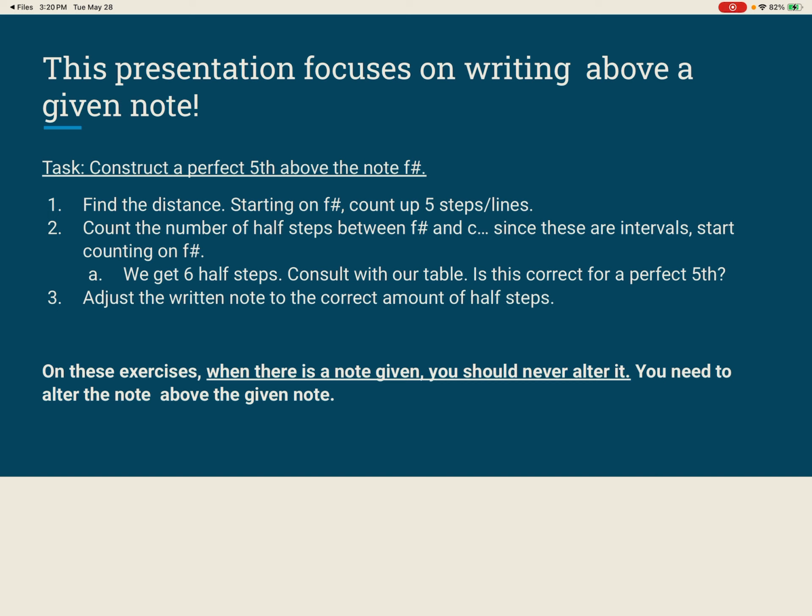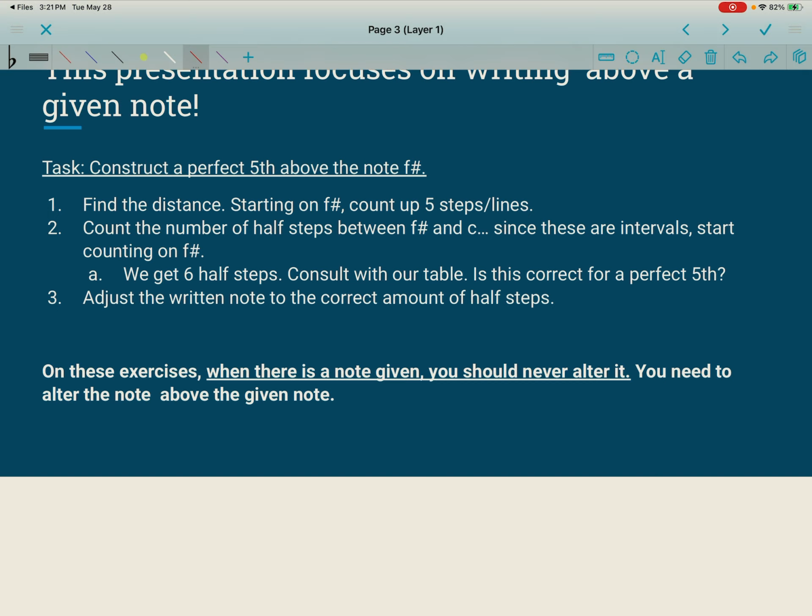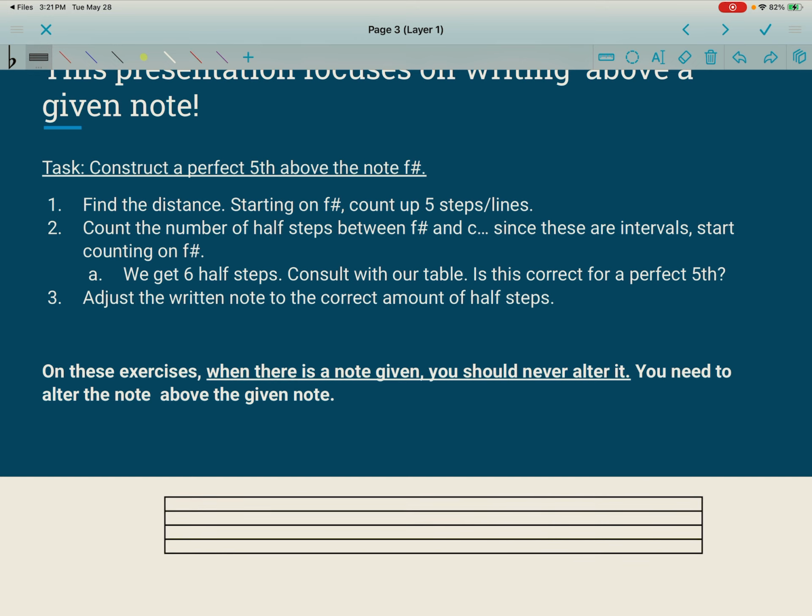So we're going to construct a perfect fifth above the note F sharp. So F sharp, in this case, is our given note. We are not going to change it or alter it to make it what's easiest for us. So here, I wrote an F sharp, right? So the first thing we're going to do is count that distance. We have a 1, 2, 3, 4, 5, right? So I know it's going to be some sort of a C. And then you can count the number of half steps between F sharp and C.